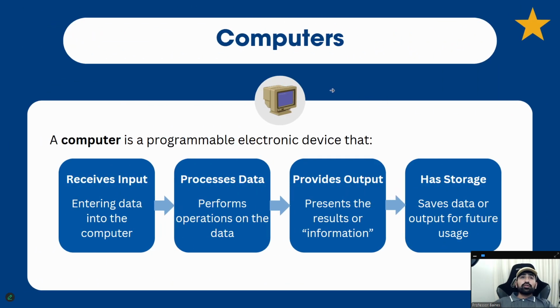So computers, of course, that's a great place to start, right? A computer is a programmable electronic device that does four basic things. It's going to receive input, so that's data going into the computer. It's going to process that data, so it's going to do some kind of operations, typically some mathematical operations on that data, and then it's going to provide output. So once that data has been processed, it's going to present the results of those operations, right? It's going to transform that data. Once that data has been processed, we do typically call it information, as we'll look at in the next slides.